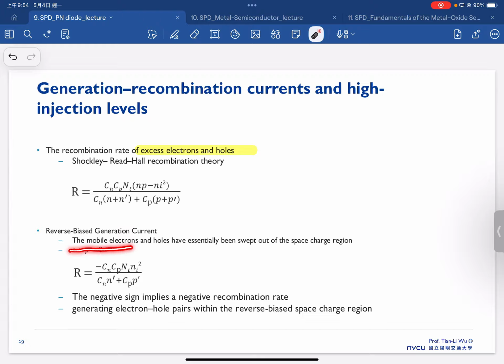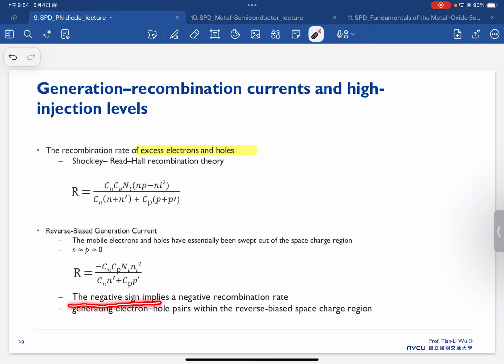The mobile electrons and holes have essentially been swept out of the space charge region, and therefore the carrier concentrations will be equal to 0, and we consider this recombination.